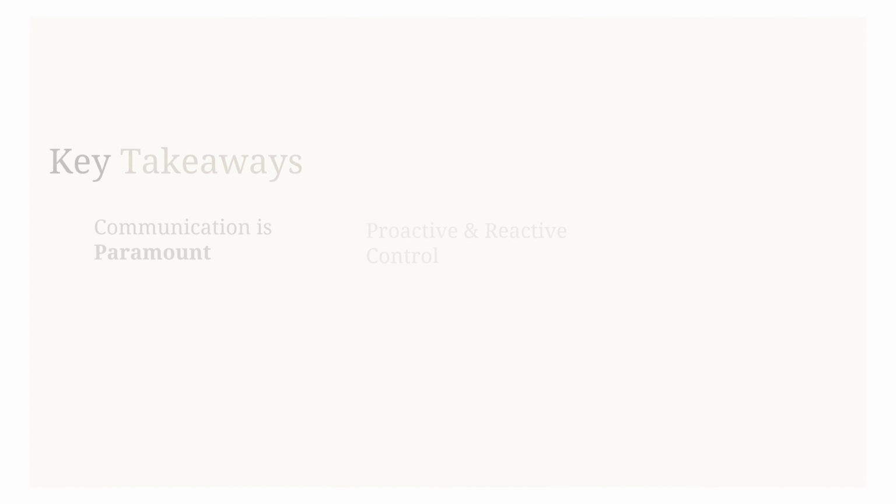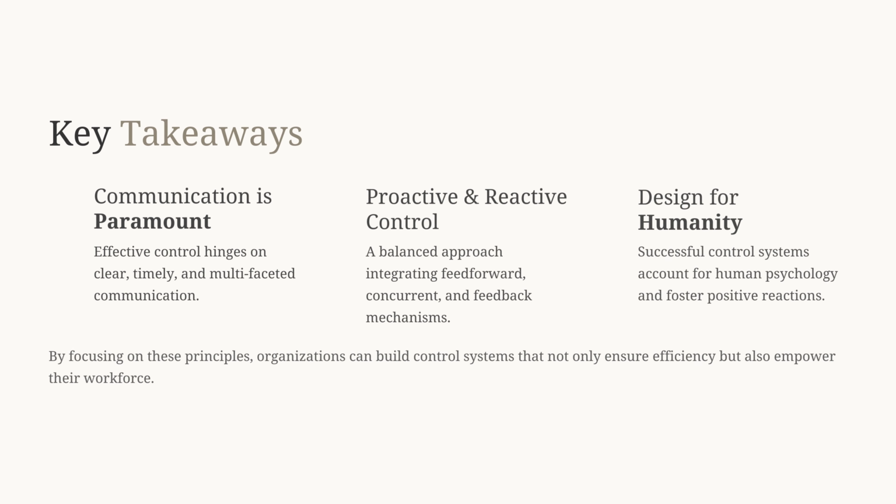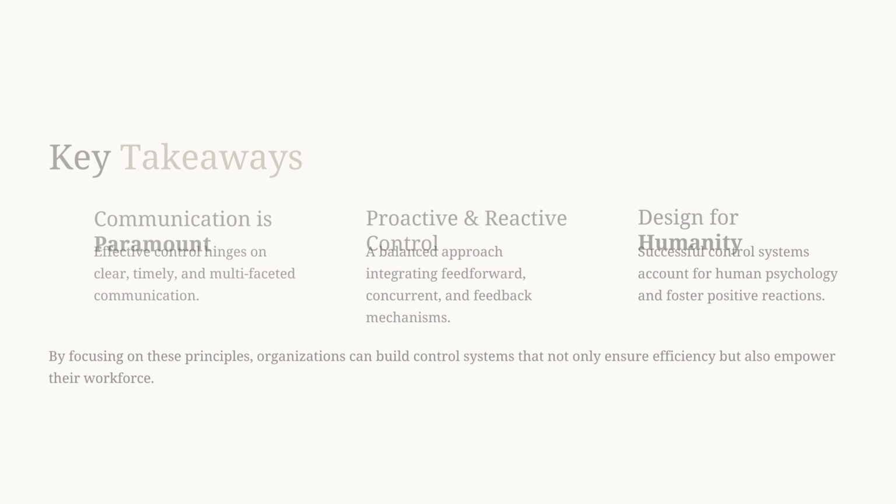Key takeaways. Communication is paramount. Proactive and reactive control. Design for humanity. Effective control hinges on clear, timely, and multifaceted communication. A balanced approach integrating feedforward, concurrent, and feedback mechanisms. Successful control systems account for human psychology and foster positive reactions. By focusing on these principles, organizations can build control systems that not only ensure efficiency but also empower their workforce.